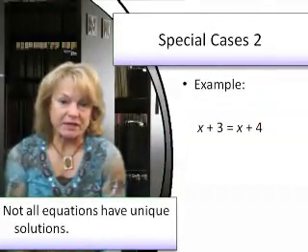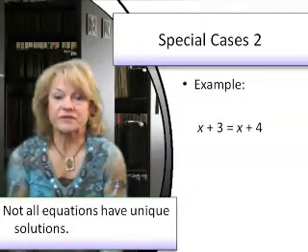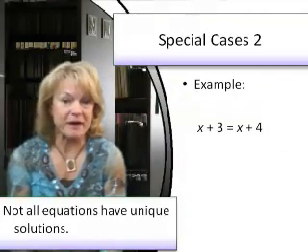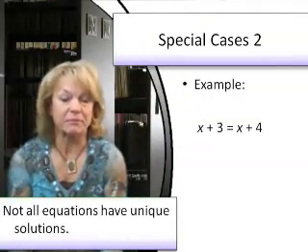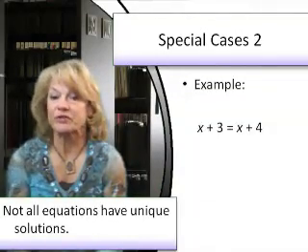Here is our next special case. Notice how this equation starts off false. With the same number of x's on either side and then different constants, it is not going to matter what you put in for x. You will never get the same number on either side. This means we have an equation with no solution.